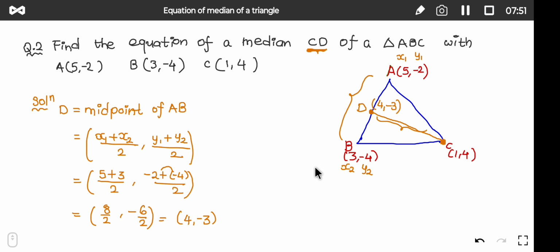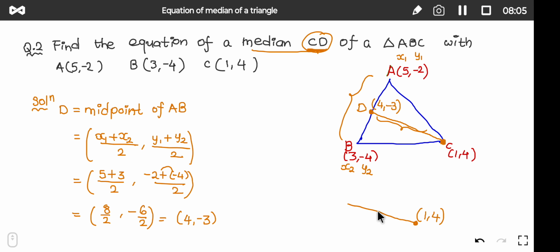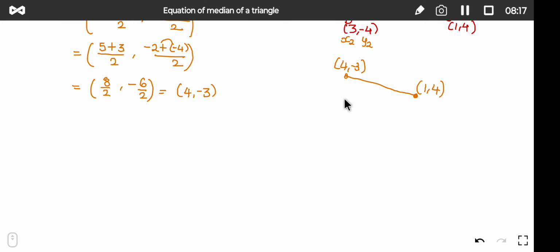Okay, now back to the main question. We have to find out the equation of what? Median CD. So look at the CD line only. So for the line CD, C point is 1 comma 4 and D point we have 4 comma minus 3. So we have 2 points and we have to find out the equation of this line. So we'll use the point slope form. So first of all, let's find out the slope of this line. So M is equal to, let's consider this point as x1 y1 and this point as x2 y2.